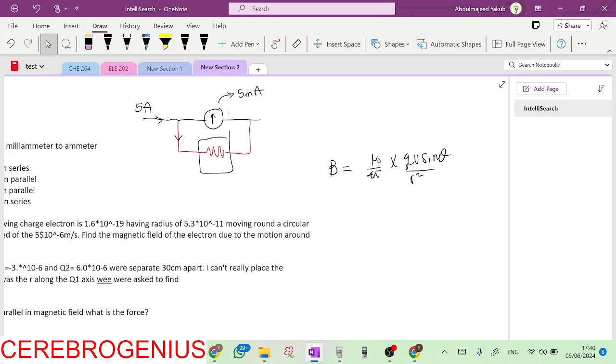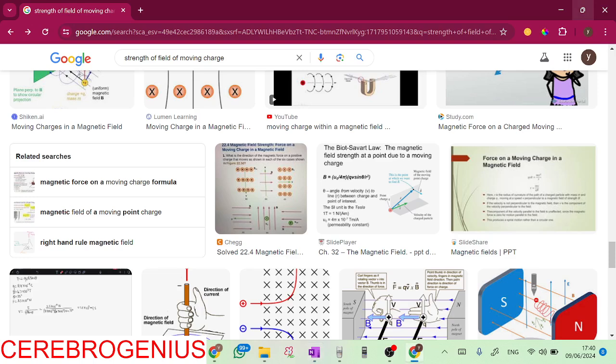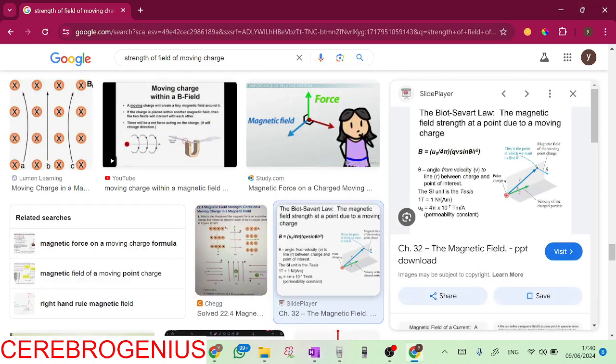So theta should be the angle between the vectors. Let's see. Theta is the angle from the velocity line between the charge and the point of interest. Okay. So that's the value of theta. You draw a line in direction of the velocity.